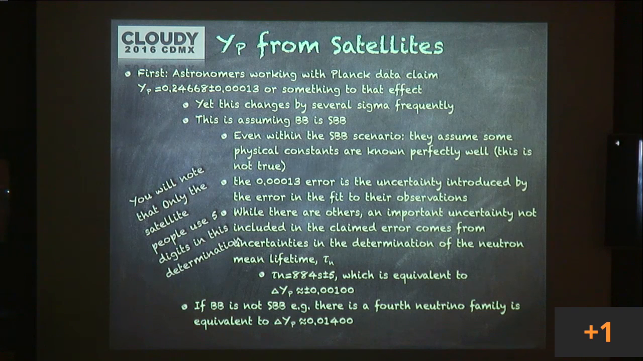Before I move on, if the mean lifetime of the neutron is not as well known, this would imply differences of about 1/1000th of the total mass being helium. And if there's a 4th neutrino family, an extra neutrino family, that would mean about 1% more mass as helium at the beginning of time. So those error bars at the beginning from satellites are just too optimistic.